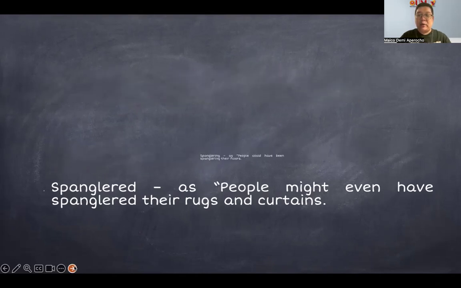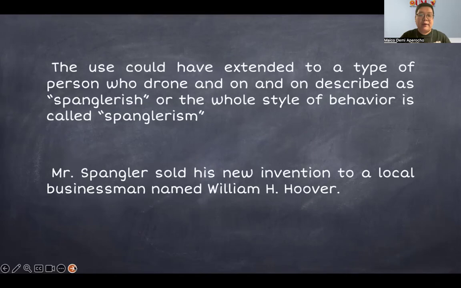So from this example alone, we can already identify how people could really create words or form words based on a specific source. The use could have been extended to a type of person who could be described as Spanglerish, or the whole style of behavior is called Spanglerism. So basically, this was based on the name of Mr. Spangler. Mr. Spangler sold his new invention to a local businessman named William Hoover.